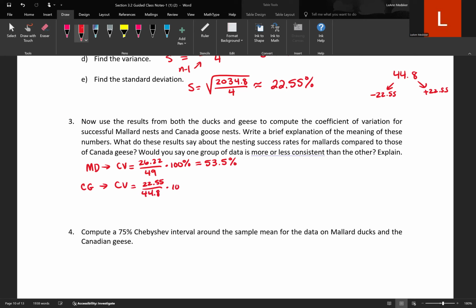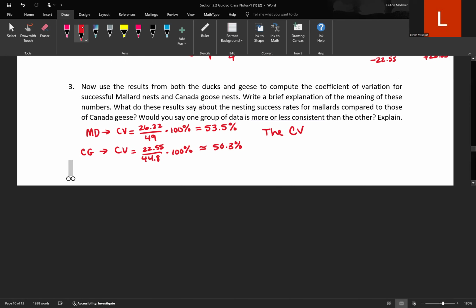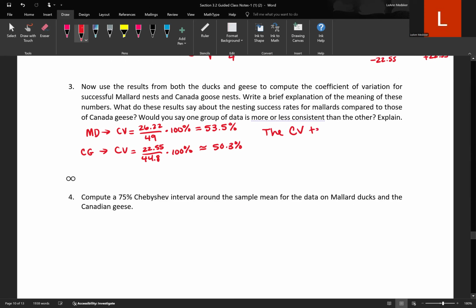For the Canadian geese, that coefficient of variation would be that standard deviation, which was 22.55, divided by 44.8, and then times by 100%. This one comes out to about 50.3%. So what we can glean from this is that the coefficient of variation tells us a ratio of standard deviation to mean as a percentage.